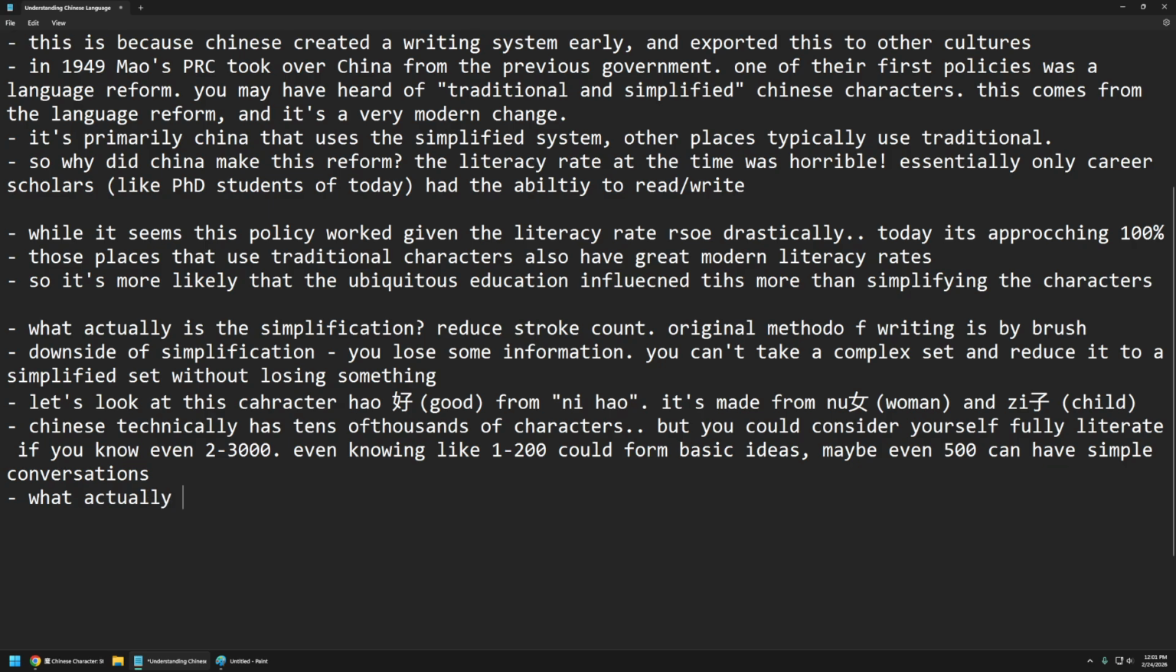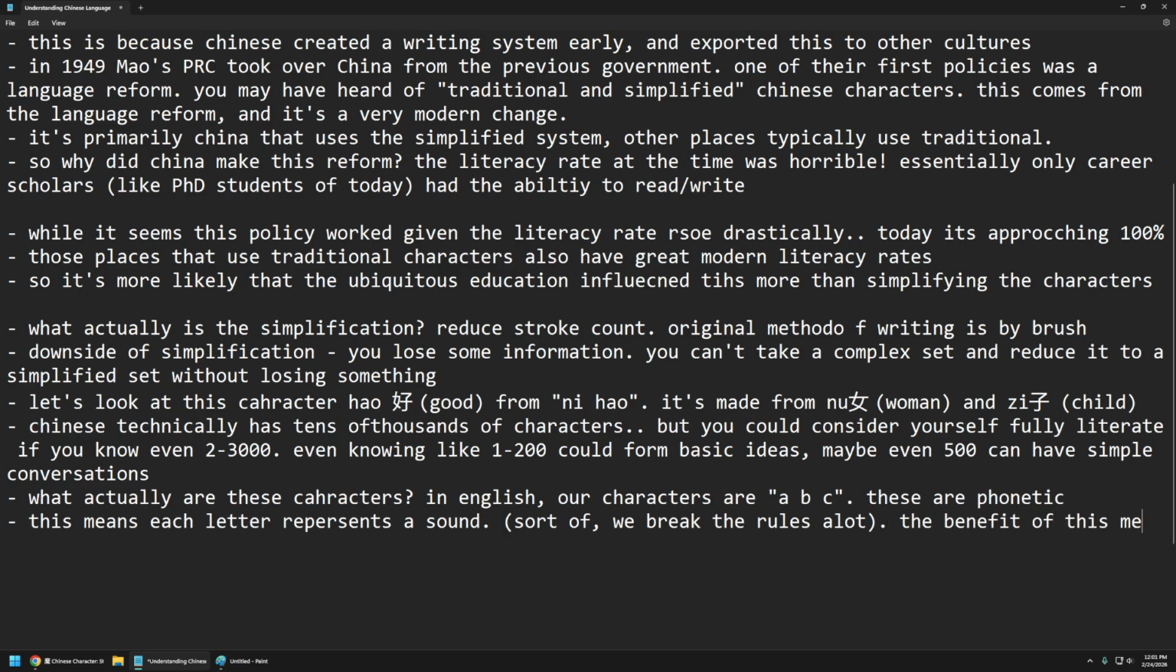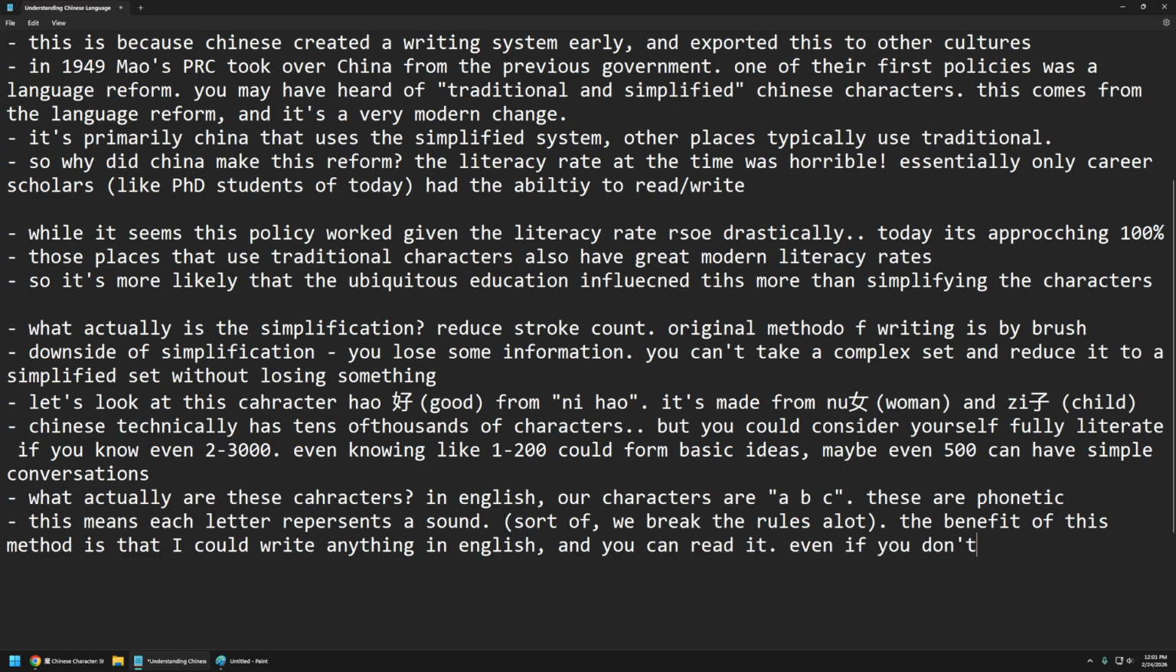So what actually are these characters? In English, our characters are A, B, C. These are phonetic. This means each letter represents a sound. Sort of. We break the rules a lot. So we can then combine those letters to make compound sounds into words, right? So the benefit of this method is that I could write anything in English and you can read it, even if you don't know what it is.